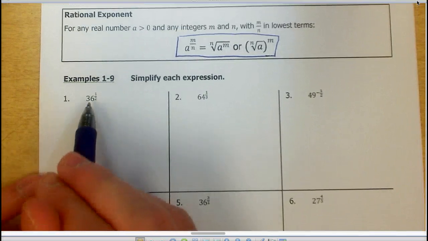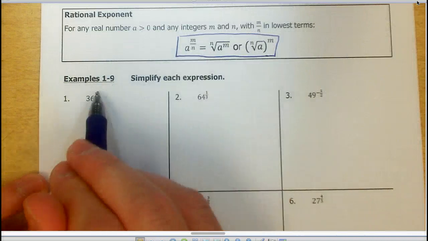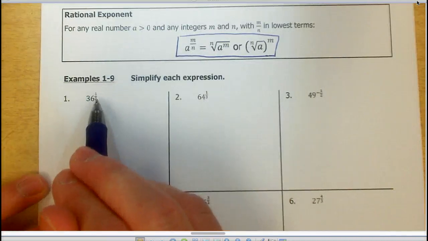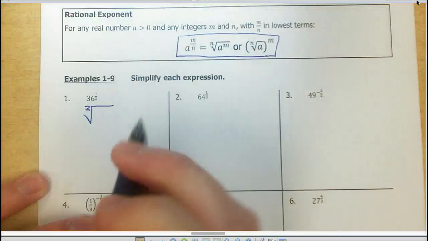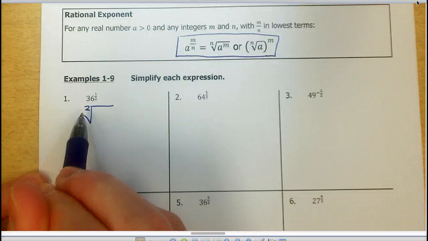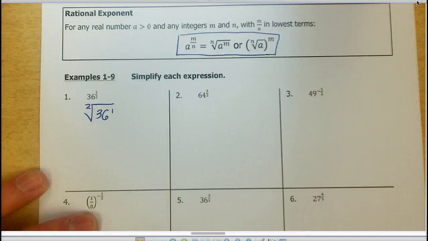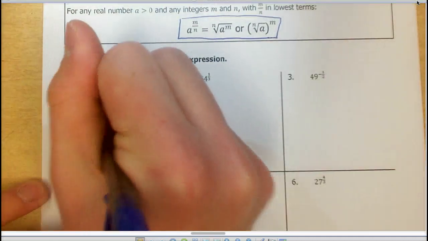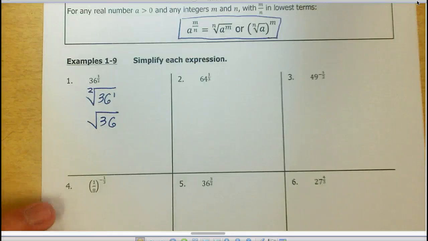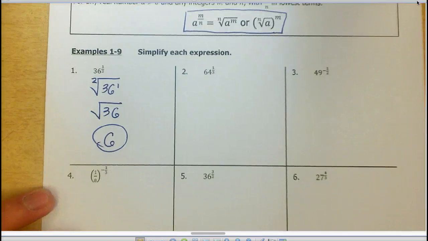Starting with number 1, 36 to the 1/2 power. If we use the definition up here and we say that m is 1 and n is 2, your numerator 1, your denominator 2, I can rewrite this as the second root. Your denominator is really your index, so the second root of 36 to the first. Well, 36 to the first is just 36. The second root, we know that means square root, so really 36 to the 1/2 power is the square root of 36, which we know is just 6. So anytime you see a 1/2 power, that just means a regular square root. Take the square root of that number.